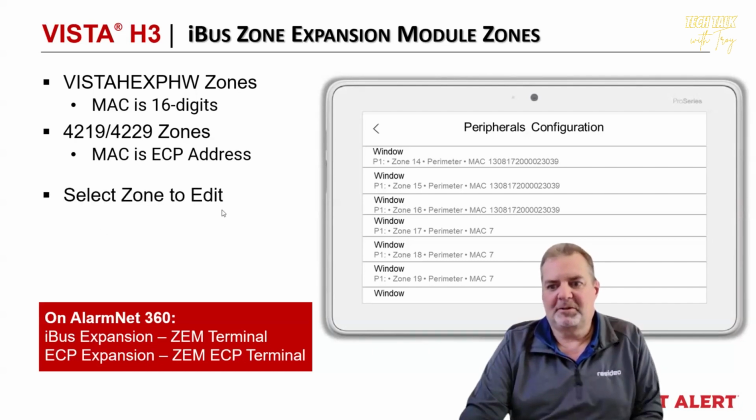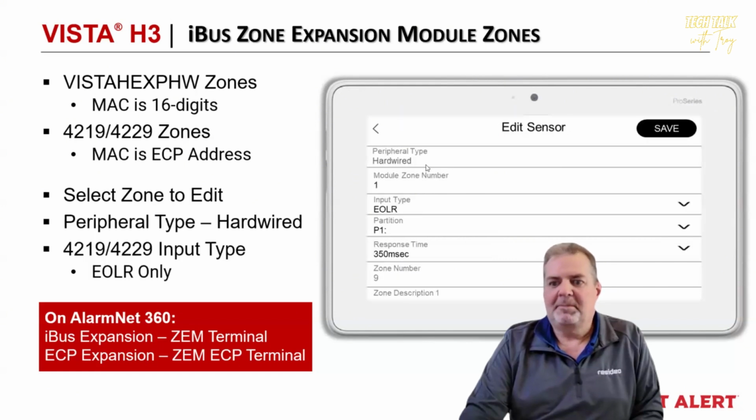Okay, any of these zones you want to edit, just tap the zone. When you tap the zone, it brings up this screen and allows you to make any changes to that zone that you need to. If it's a 4219 or a 4229 or even a Vplex zone, the input type has to be end of line resistor. You can't change that.